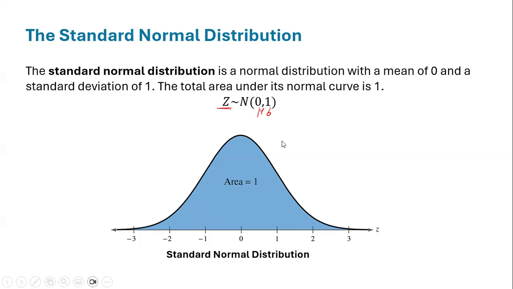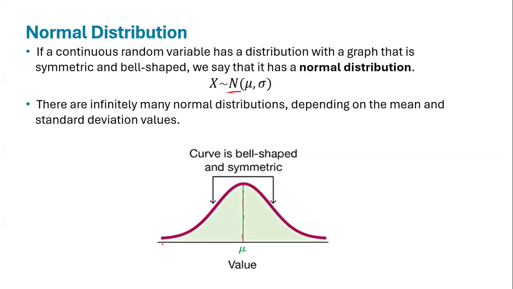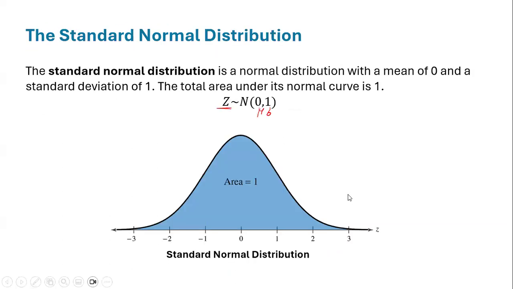And if you look at this picture, in any normal distribution, we always have x values on the horizontal number line. But when we have a standard normal distribution, we have z values on the horizontal number line. And since the mean is 0, the center of this bell-shaped curve is 0. And the standard deviation is 1. That means we just keep adding 1 to the right and keep subtracting 1 when we go to the left.